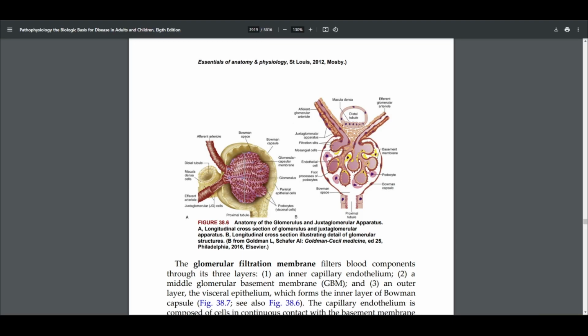And here we get another picture, the anatomy of the glomerulus and juxtaglomerular apparatus. A longitudinal cross-section of glomerulus and juxtaglomerular apparatus. And then picture B, the longitudinal cross-section illustrates detail of the glomerular structure.